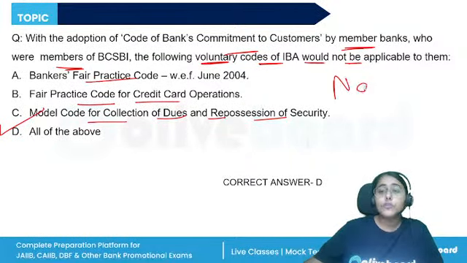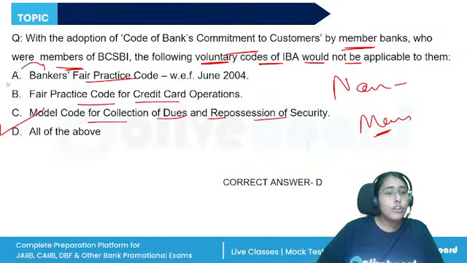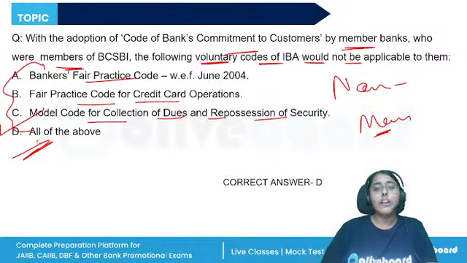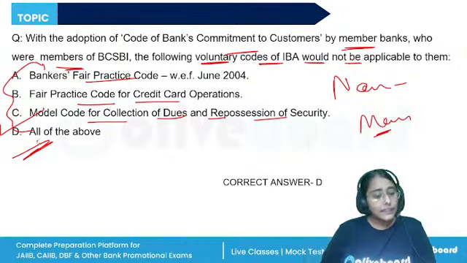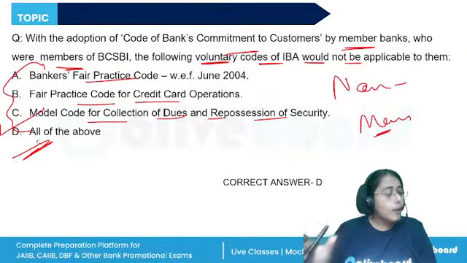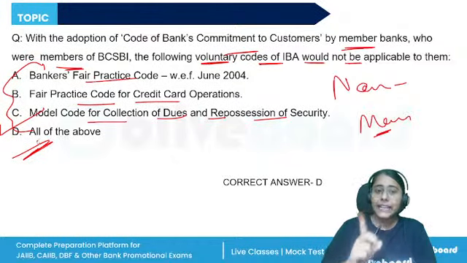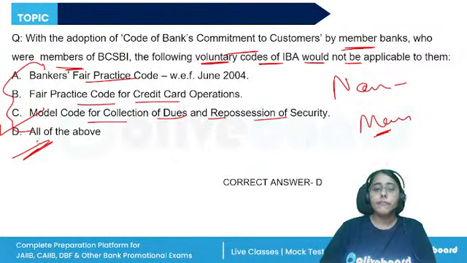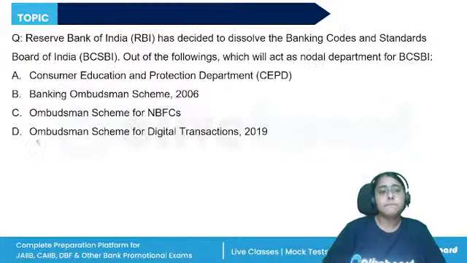For those who do not become members of the BCSBI, those banks continue to follow these three voluntary codes set up by IBA. So either the IBA codes or the BCSBI code. Any one can be followed by the banks.